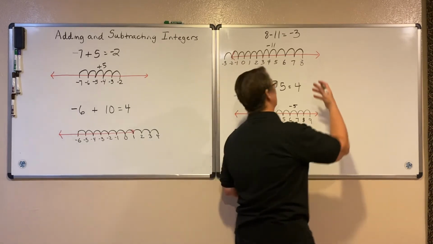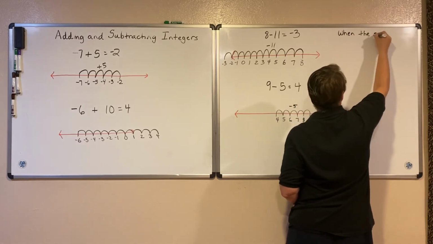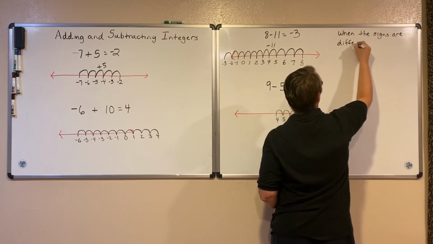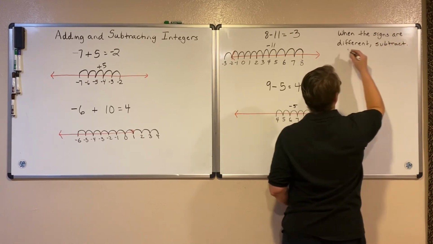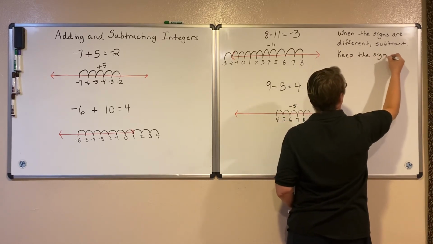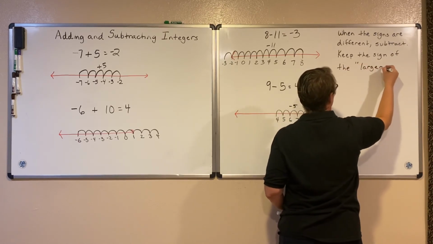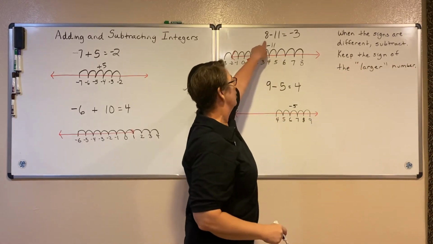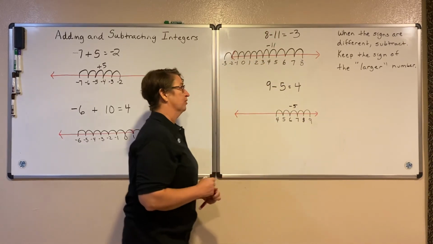But eventually you'll see the pattern that when the signs are different, we simply subtract, then keep the sign of the larger number. And I put larger in quotes because really 8 is larger than negative 11, but 11 is bigger than 8. So that's what I mean by larger number.